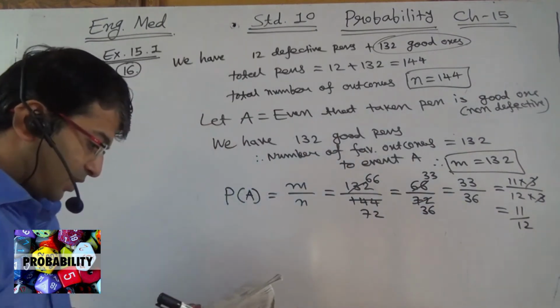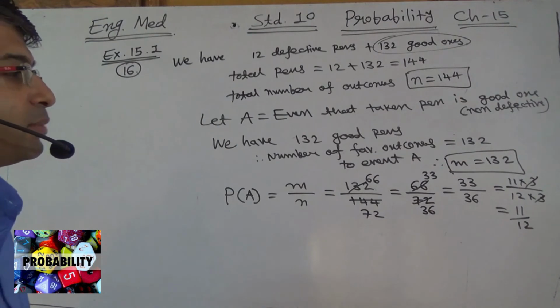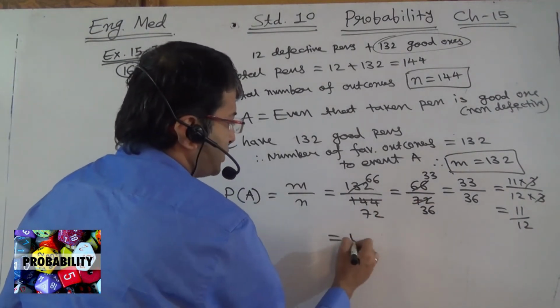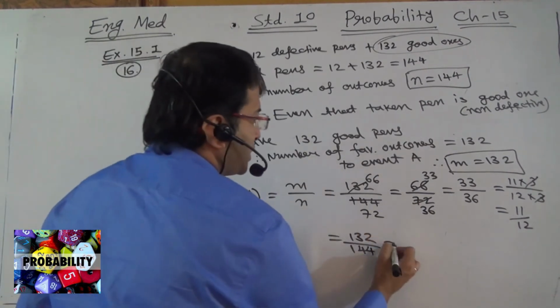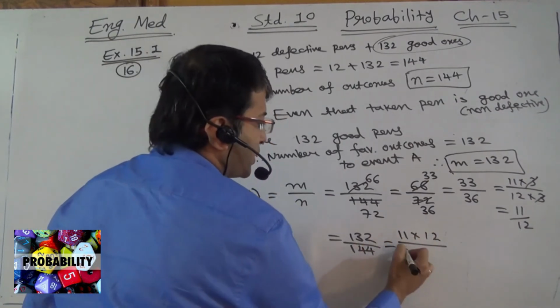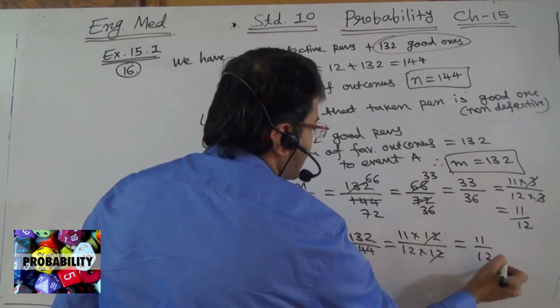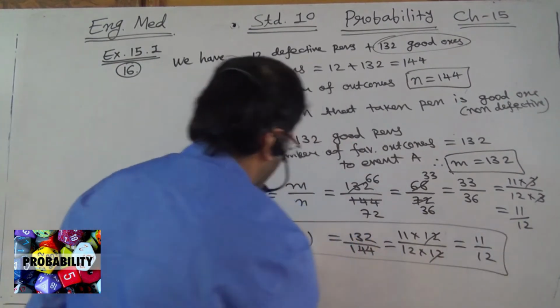So this is 132 upon 144, it is 11 by 12. You can also do it in this way. 132 upon 144, then 132 is 11 into 12, and 144 is 12 into 12. So we can cancel out 12. So the answer is 11 by 12. This is another option we can use.